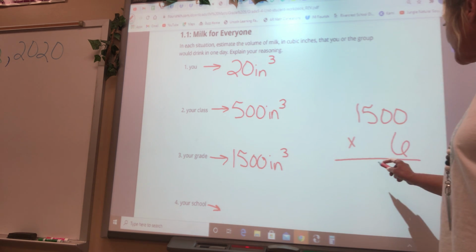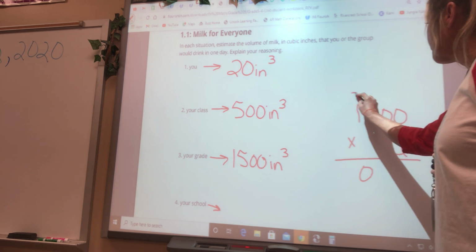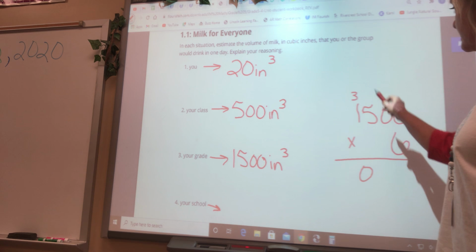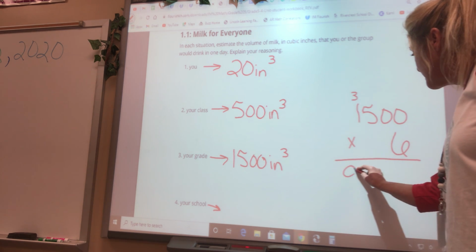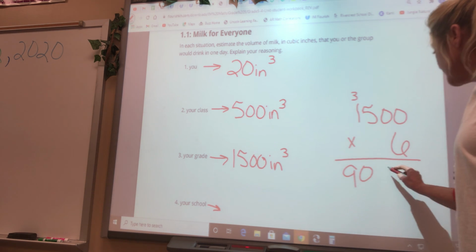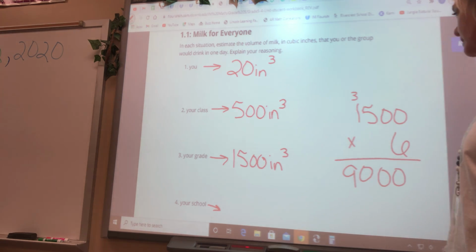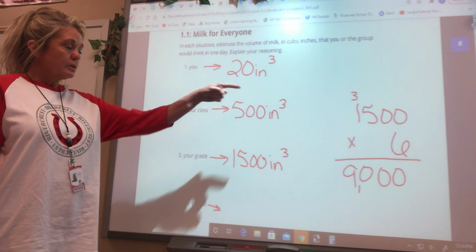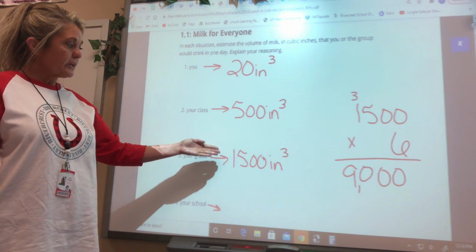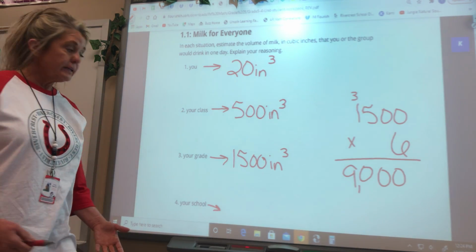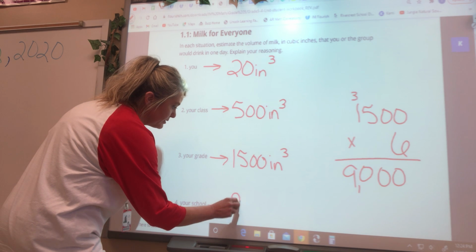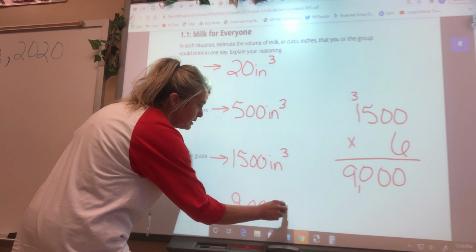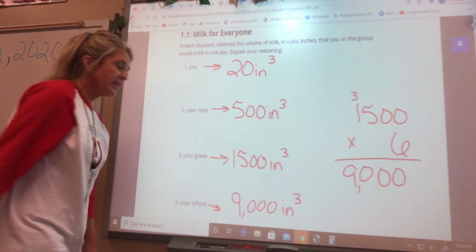6 times 5 is 30. 6 times 1 is 6, plus 3 is 9, and then we can add the powers of 10. So if there are 6 grades that can drink 1,500 each, then we would have that the whole school could drink an estimated 9,000.